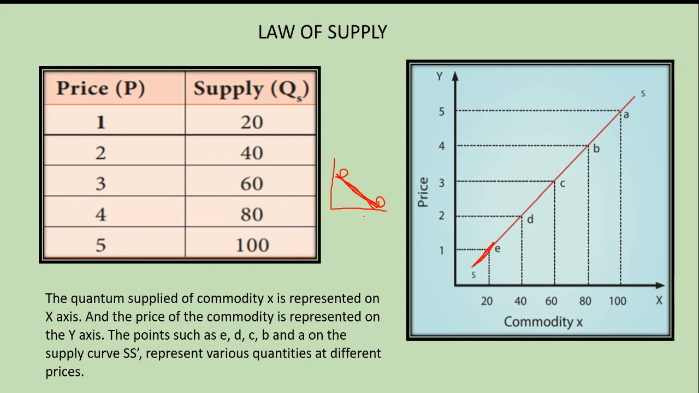Here it was inverse relationship. Here it was direct relationship between price and supply. If price increases, quantity supplied increases. So there is a direct relationship. This is about the law of supply.